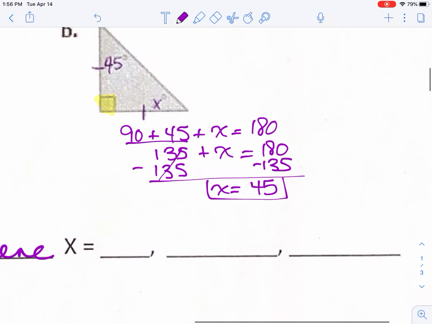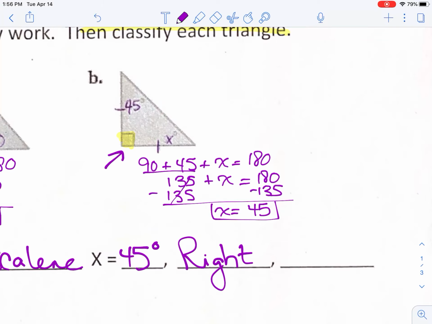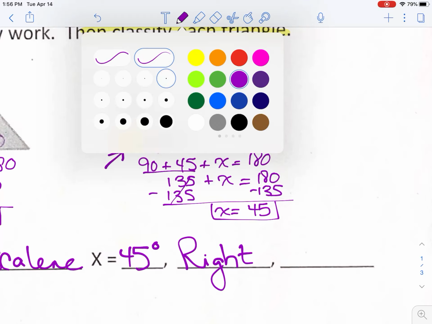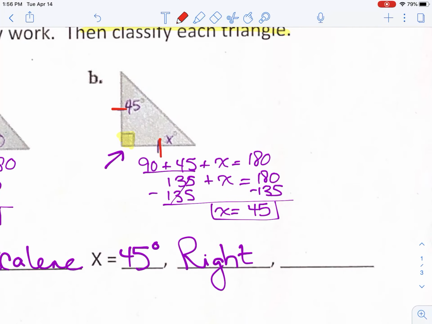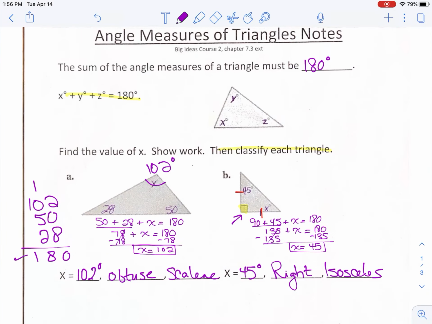Okay, at any time you can pause the video, work ahead, and then unpause and make sure you're doing this correct, okay? So x is 45 degrees. We have the little square in the bottom, which means this is a right triangle if we identify the triangle by its angles. And then also remember that we can look at the tick marks. There's a tick mark there, there's a tick mark there, which means two sides are the same measure, which means it's isosceles.